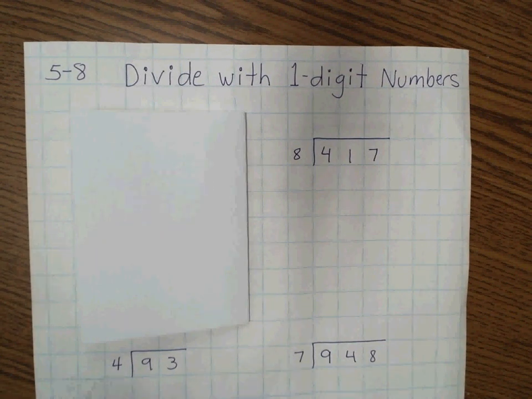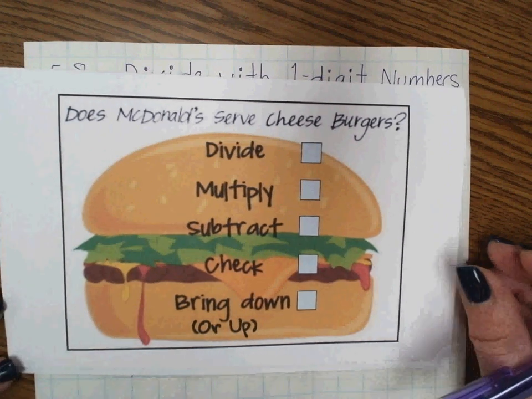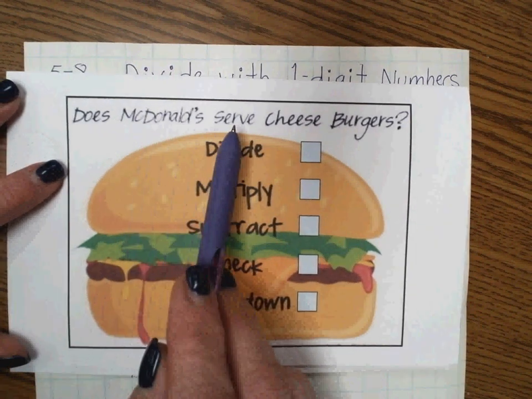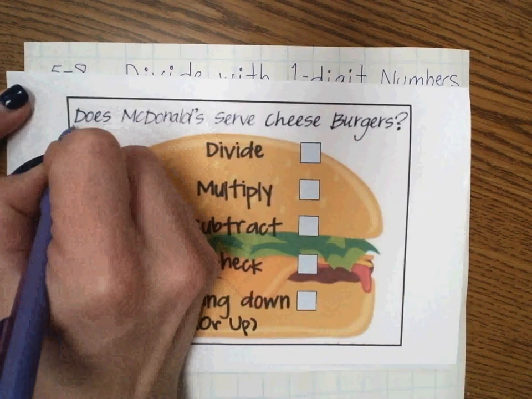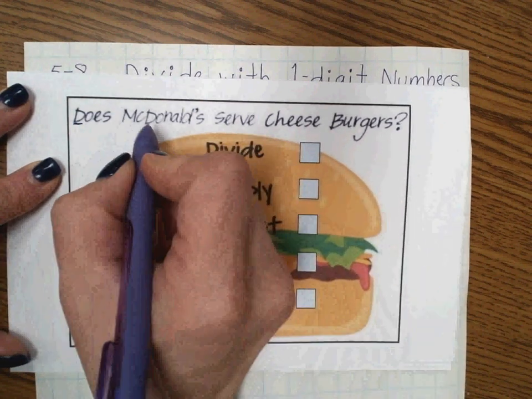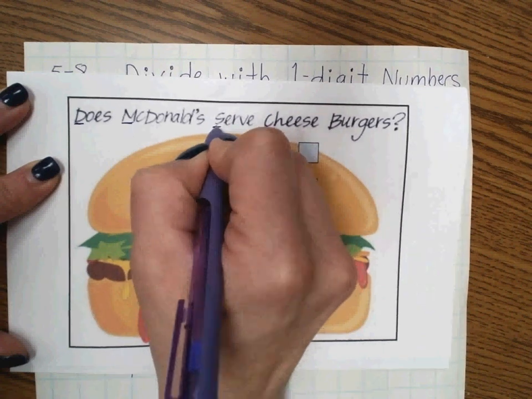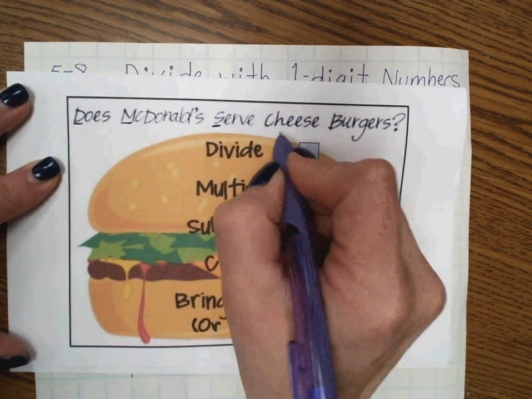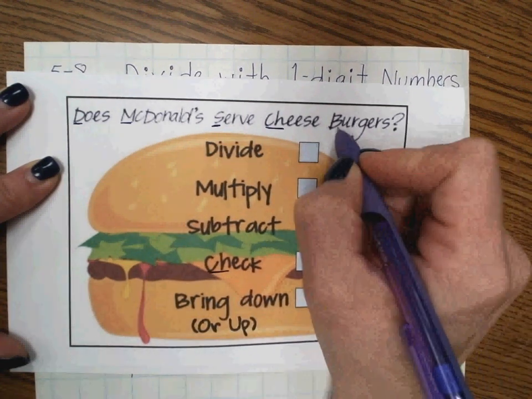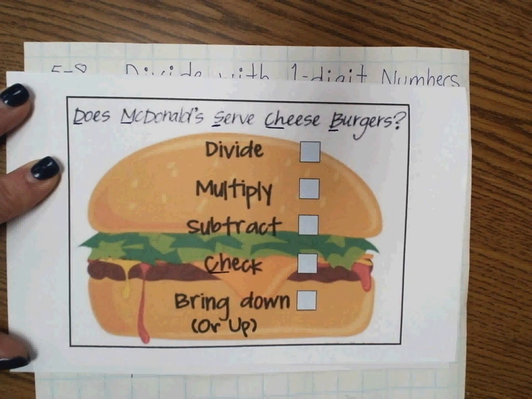So I want to show you something that we'll be using in class. This is a way for the students to remember the steps that you take for the standard algorithm. Does McDonald's serve cheeseburgers? So the D is the first step where you divide. The M stands for multiply. The S stands for subtract. The CH stands for check. And the B stands for bring down or bring up when you have a remainder.